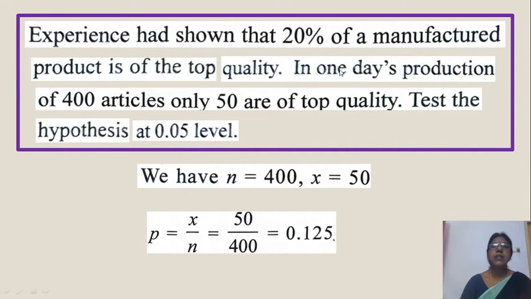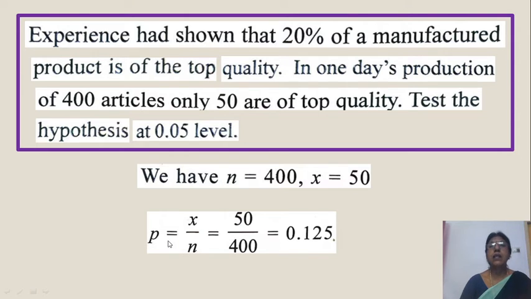What is the hypothesis? Experience had shown that 20% of manufactured product is of top quality. So we have to test this top quality hypothesis, that is, whether a higher percent of production is of top quality. How many articles are here? Total n is 400 articles. Out of these only 50 are top quality, so x is 50. Now small p is x by n, which is 0.125. From this data we know p.